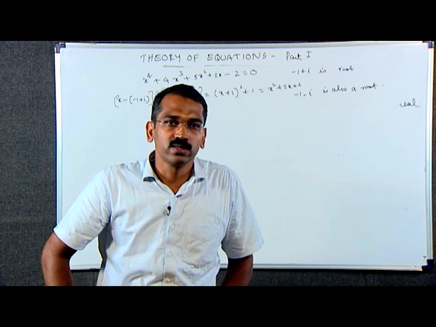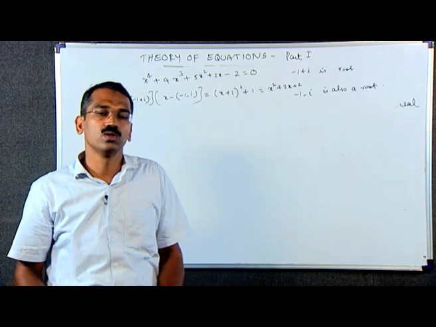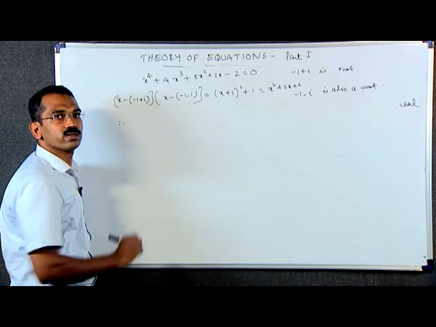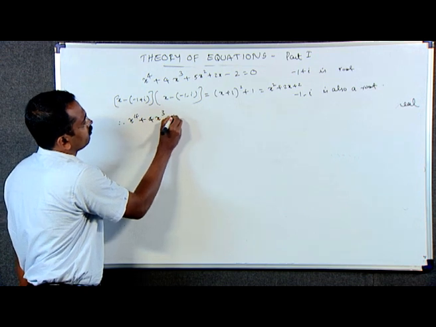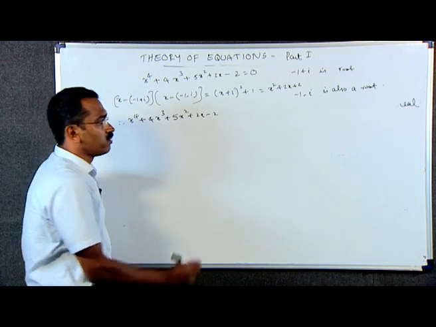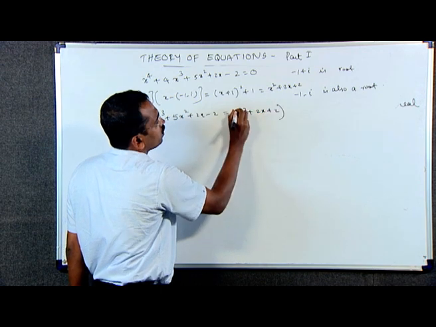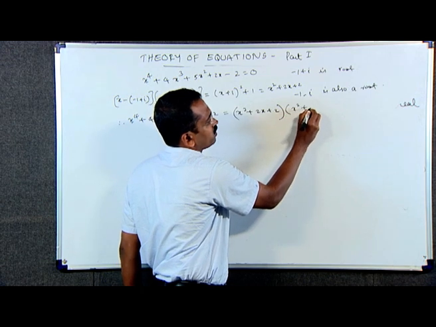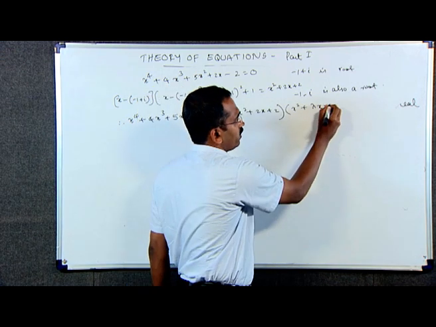Now, when the polynomial is divided by x² + 2x + 2, the remainder will become 0. Therefore, we can write x⁴ + 4x³ + 5x² + 2x − 2 equal to (x² + 2x + 2) times some function of x, let it be (x² + λx − 1).